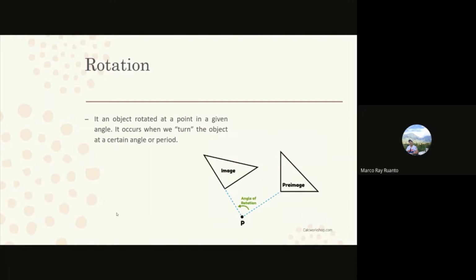Then rotation. Rotation is when we turn the object at a given angle. So that is rotation. For these three, if you observe the shape, the size of the shape, the length and the measurement of the angle are preserved. So we can say here the congruence is preserved. That is why these three are all examples of symmetric transformations.